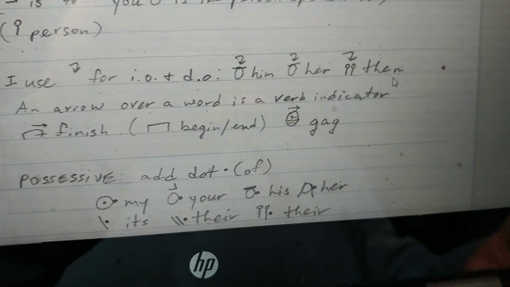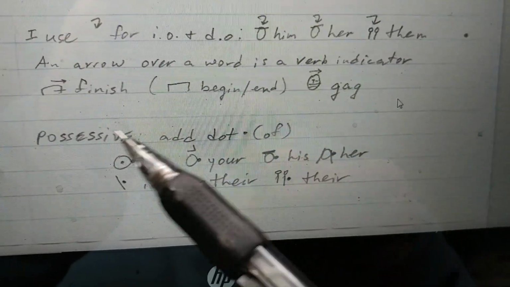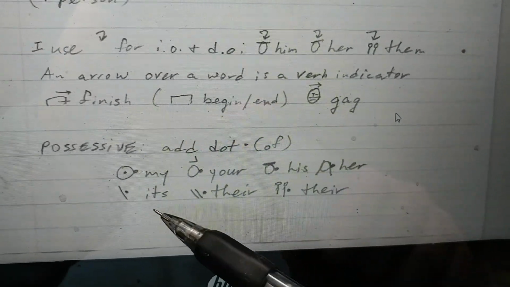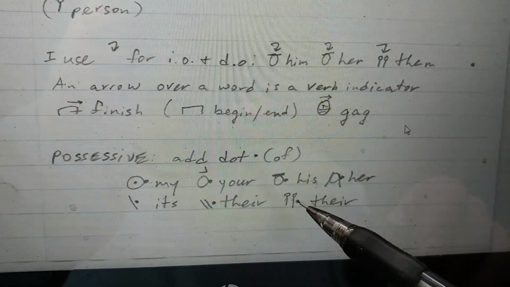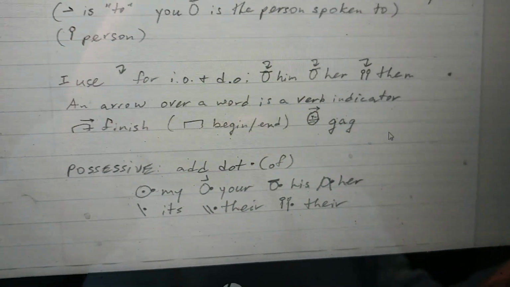And very importantly, I use the dot for of and possessive. My, your, his, her, its, their. Okay, that'll suffice for this video.